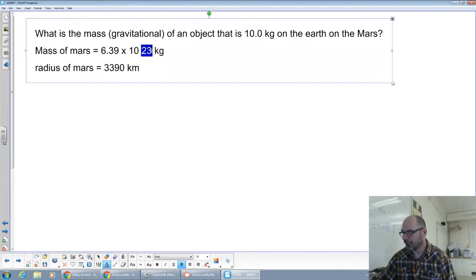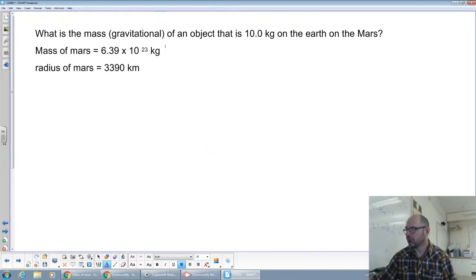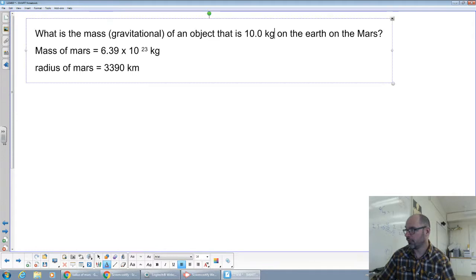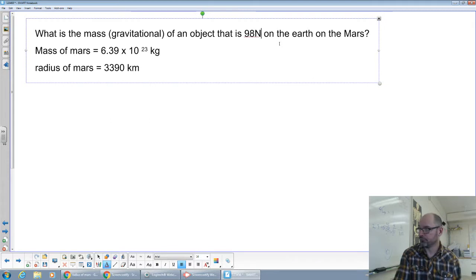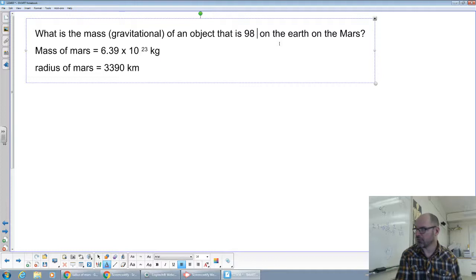Can't get this thing to highlight. There we go. So what is the mass of this? Well, let's put this... changes to 9.8 newtons per kilogram. I guess we can keep it at 10. That'll still work.